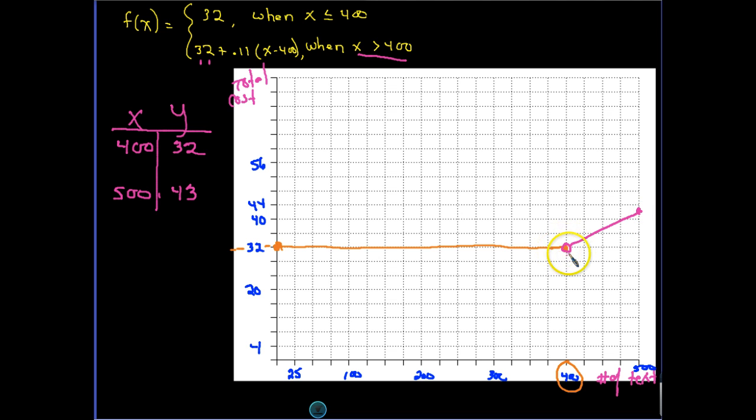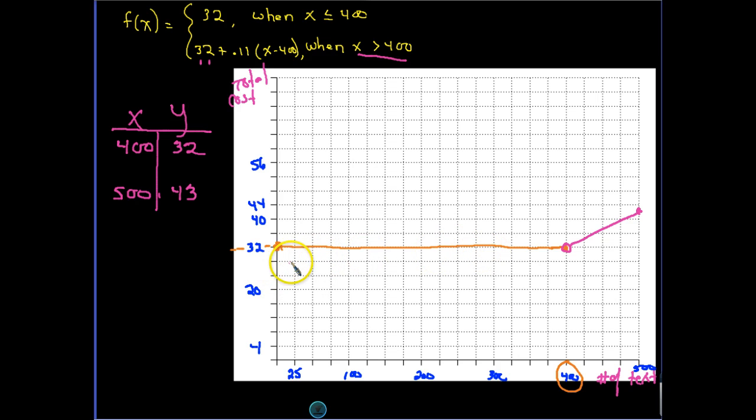Notice I have an open circle here at 400 because my second equation just wants to see the graph when x is greater than 400. So I don't really include the 400 for my second graph. But notice that it was easy for me to graph it because my first point started here at 400 and then I just picked another random point. So here is my graph of the piecewise function for that cell phone plan.